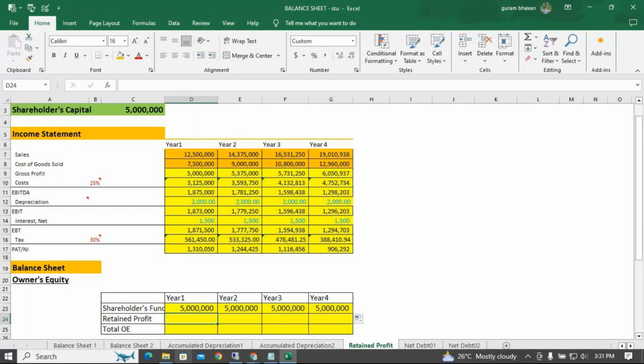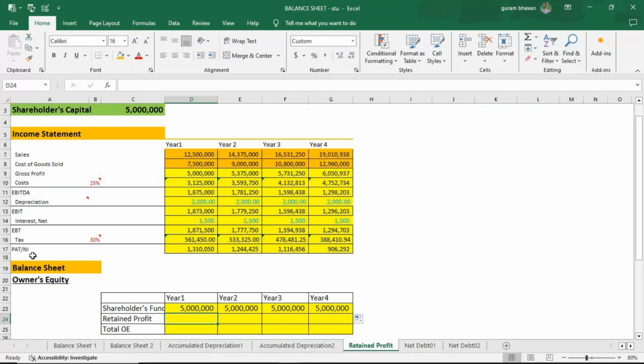Now here they are telling to put the retained profit. Retained profit is nothing but in your income statement, whatever the net income or the profit after tax you are getting. So equals the first year value, which has to be added with the previous year value. Previous year value nothing is there, so I'll put 0 and enter. Here I'll tell equals the second year profit after tax, that is my retained profit, plus the previous year retained profit. I'm going to apply the fill handle.